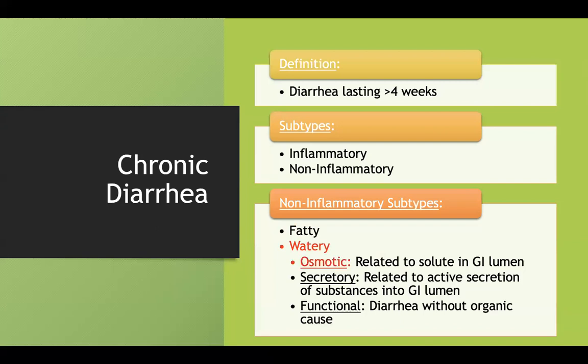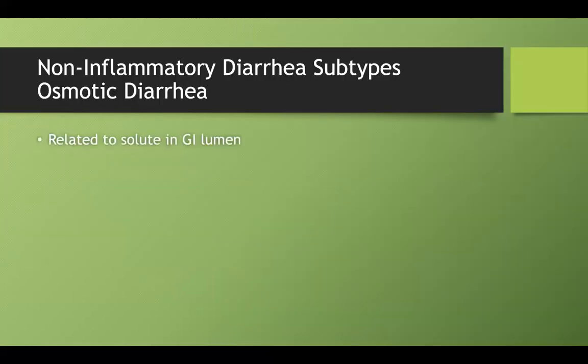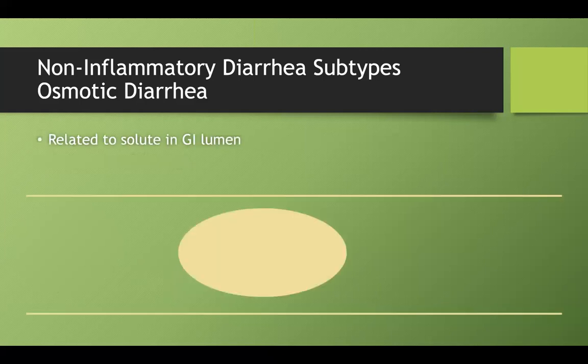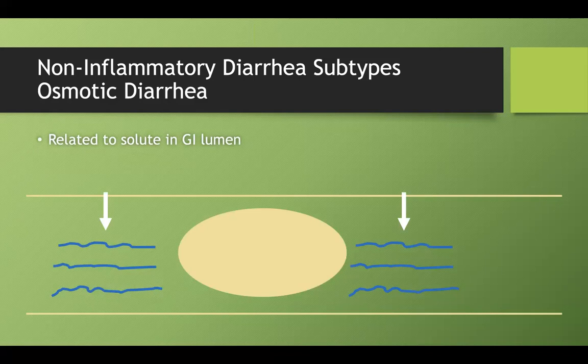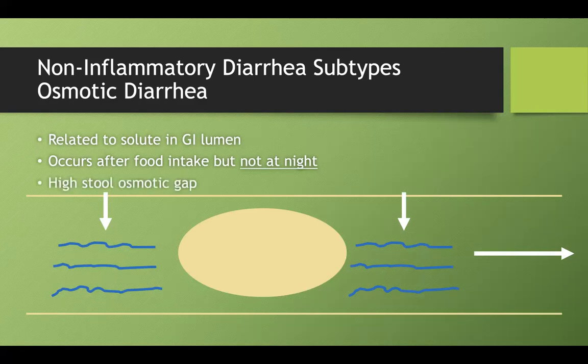Let's talk about the watery diarrhea subtypes. So the osmotic diarrhea is related to solute. Essentially you have some sort of solute stuck in the GI tract, and because water likes to follow solute, water is going to enter the GI tract and everything's going to be excreted. Because it's usually related to some sort of food intake that cannot be digested, you're going to notice osmotic diarrhea after meals. You're not going to see it at night though, because there's no solute in the lumen that's perpetuating this diarrhea. And you'll also see a high stool osmolar gap.